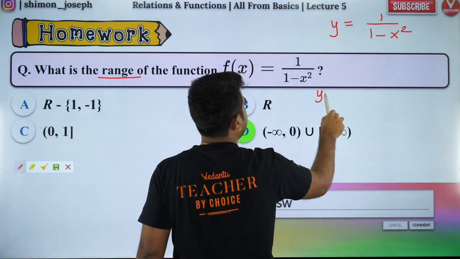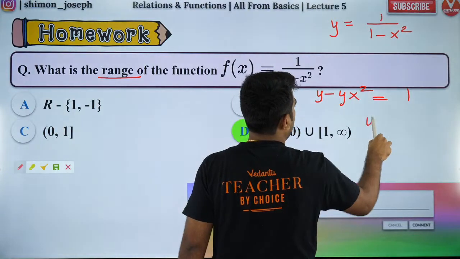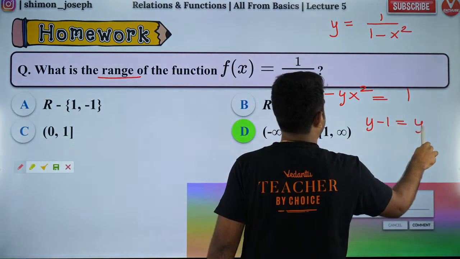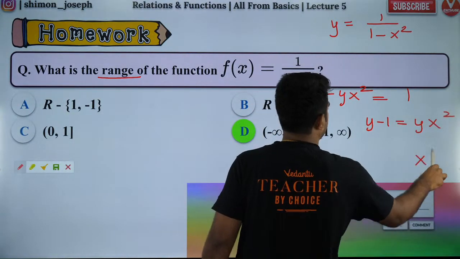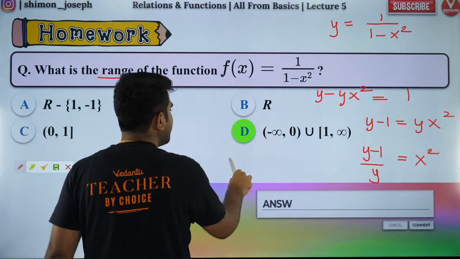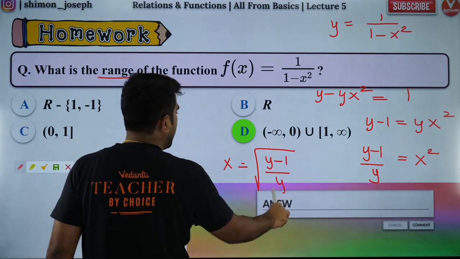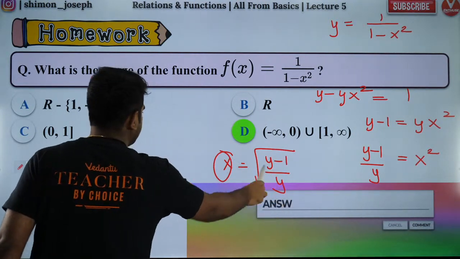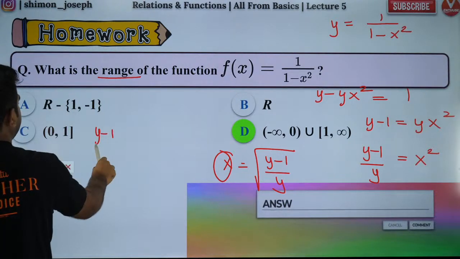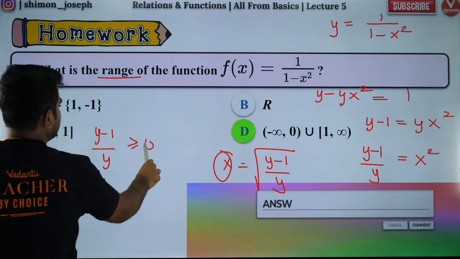So I'll get y minus yx square is equal to 1. So I'll get y minus 1 is equal to yx square. So x square is equal to y minus 1 by y. So what is x? x is equal to root of y minus 1 by y. Now for x to be defined, my square root has to be positive or 0.